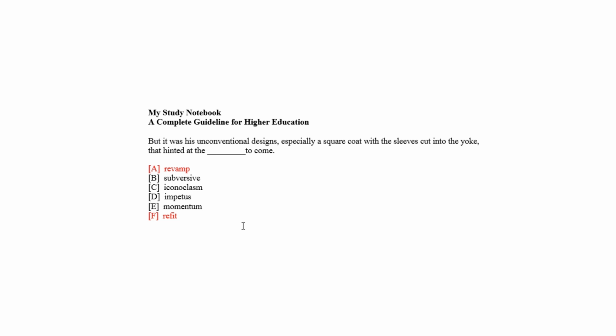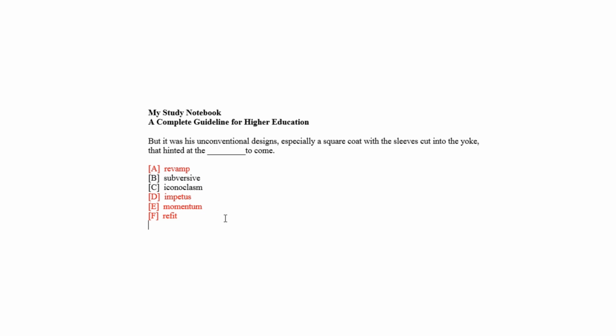Now, impetus as choice D and momentum as choice E both mean any force or momentum, but these two choices are ambiguous and equivocal as well regarding both of the conventional and unconventional issues. So they are also eliminated.